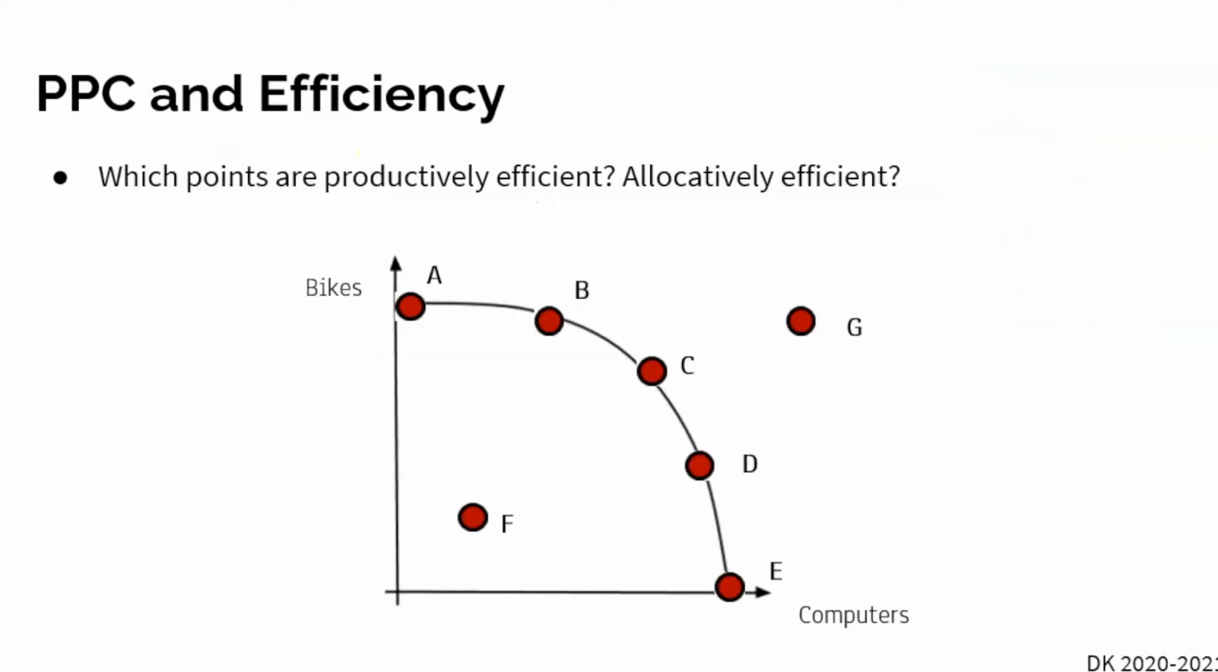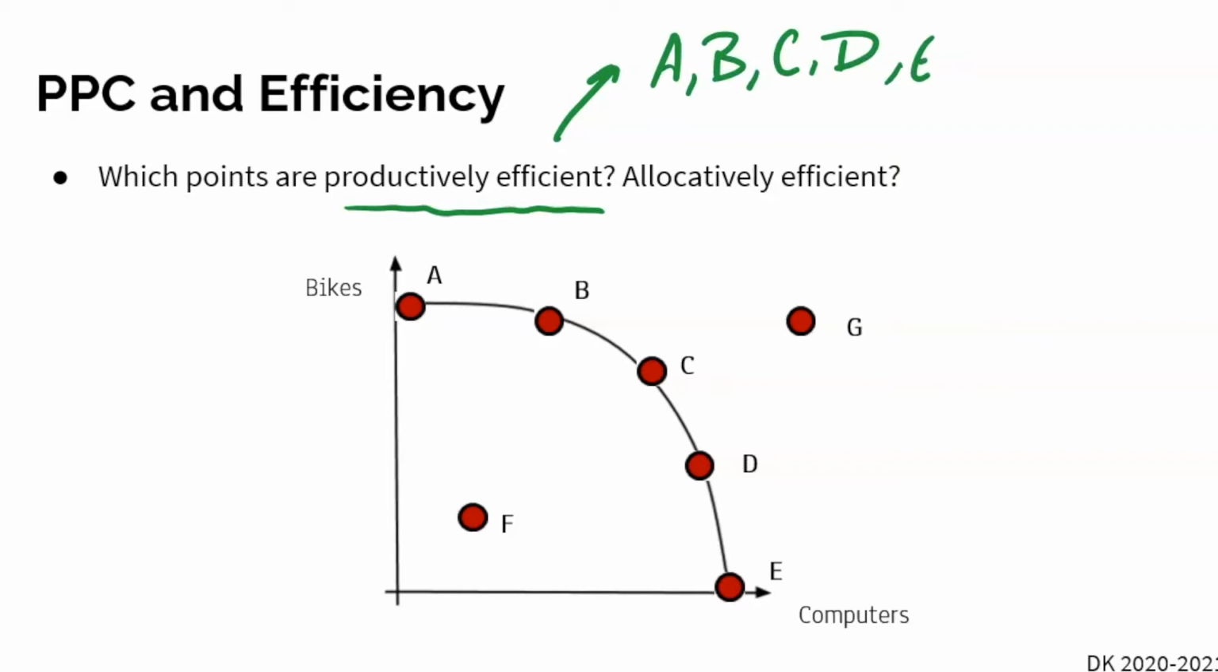So here, on this curve, which points are productively efficient? Which points are allocatively efficient? Well, we said we are productively efficient, right? We'll use green. If we are productively efficient, we are anywhere on the curve itself. So here, we're productively efficient at point A, at point B, point C, point D, and point E, right? Point F is not productively efficient.